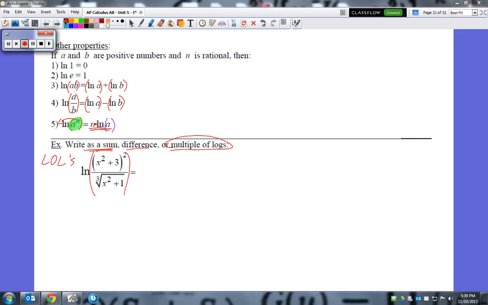So I can rewrite this as the natural log of the top minus the natural log of the bottom. So we'll put the natural log of the cubed root of x squared plus 1. And if you don't remember, cubed root is the same as x to the 1/3.